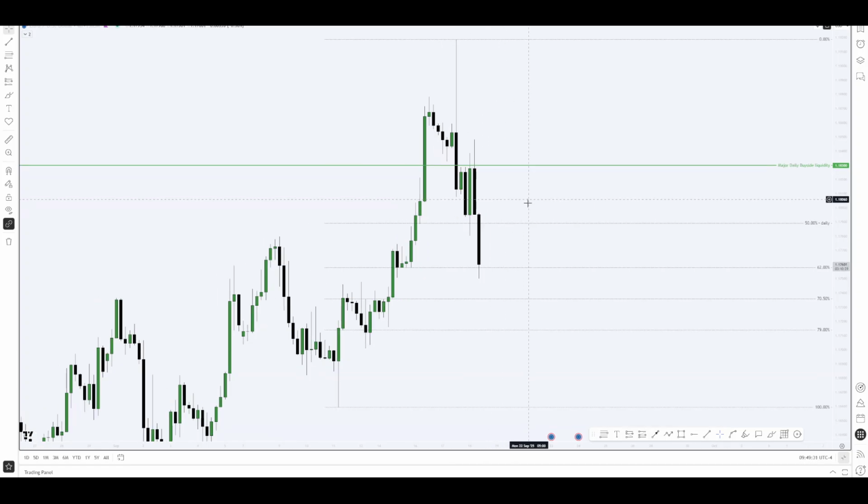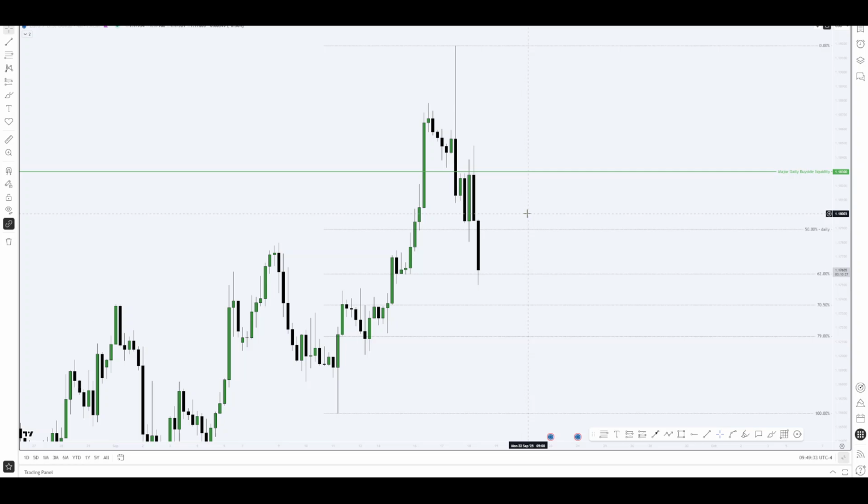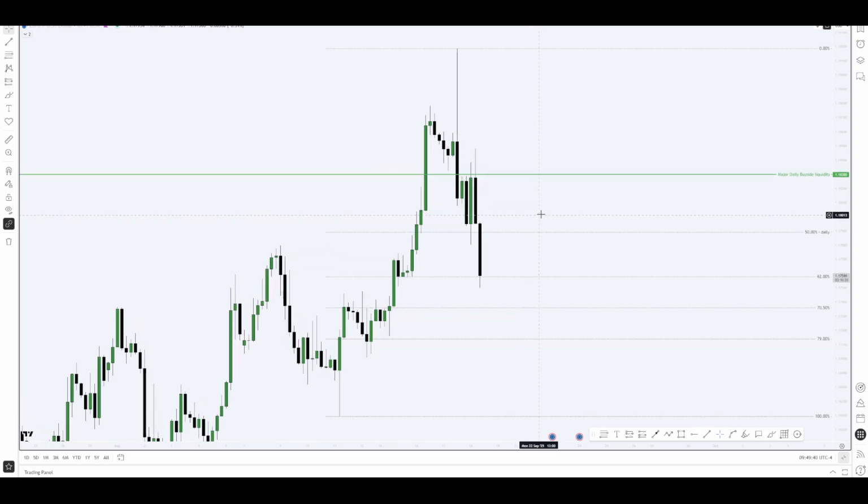So here we are, a breakdown of my second trade, and I'm not very happy with my second trade. I'm not happy with the way that I managed it. So it was not a good day for my overall process. Okay, let's go over the trade that I took.